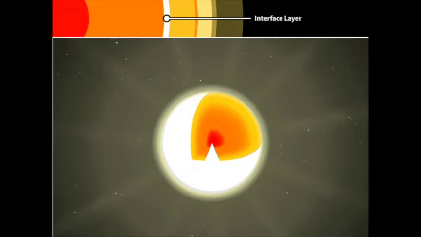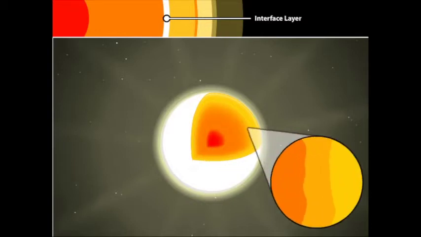The interface layer is a relatively thin layer that marks the transition from the radiative zone to the convective zone. It is not a hard, well-defined layer, but moves constantly as the radiative zone below and convective layer above swell and shrink.